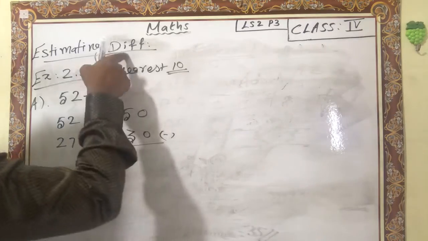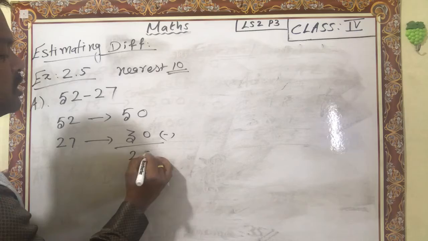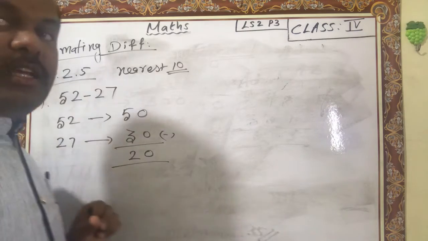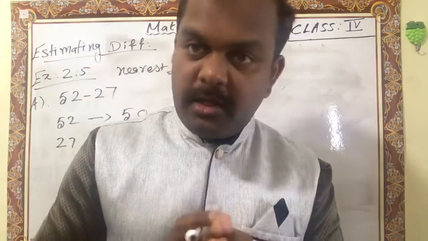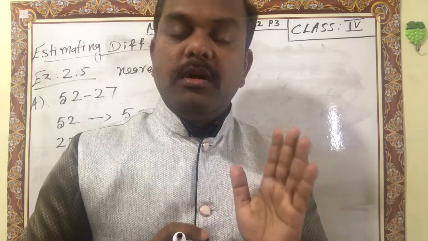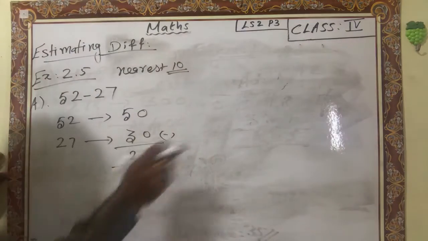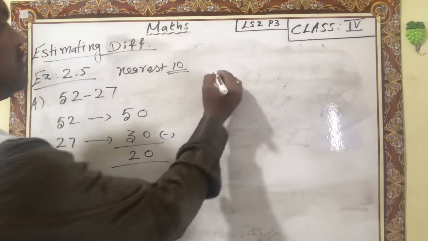Subtraction. This is difference. Difference means subtraction. 50 minus 30 is 20. This is your mental mathematics. You have to learn mental mathematics also. 20.